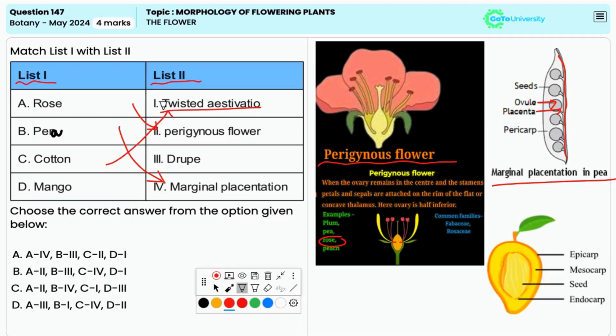And the fruit of mango is a drupe. That is, mangoes have a fleshy mesocarp and a hard stony endocarp surrounding the seed. Thus, D matches with 3. Hence, the correct answer is option C.